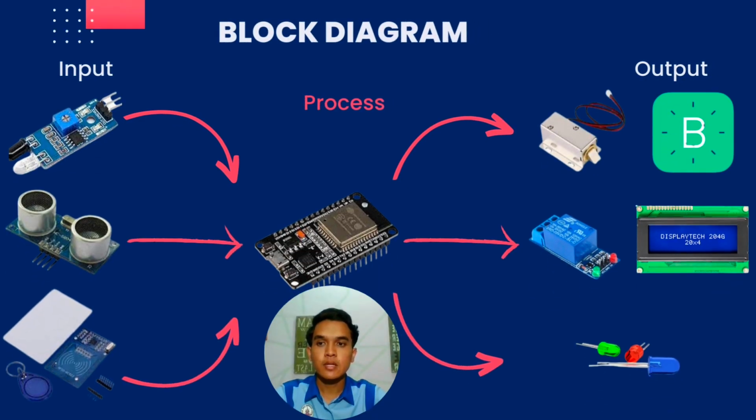The block diagram has three parts, namely input, output, and process. For the input, we use an IR sensor, ultrasonic sensor, and RFID sensor. For output, we use a solenoid, 5 volt relay, LCD, LED, and the Blynk app. We use the Blynk app for recording and displaying data on the LCD. For process, we use ESP32 because the ESP32 is easier to use than others.